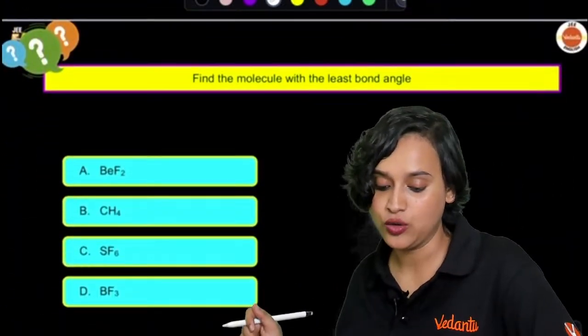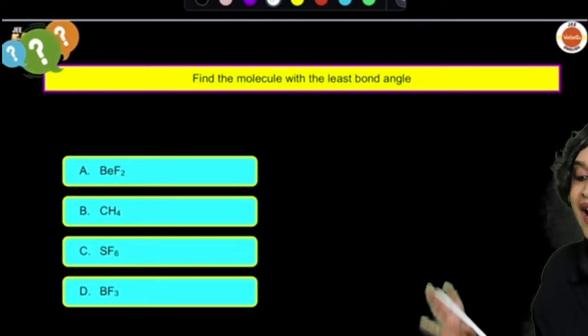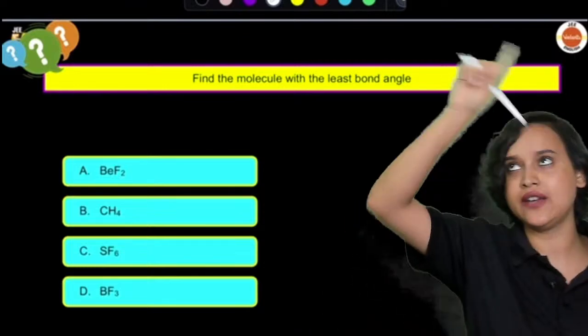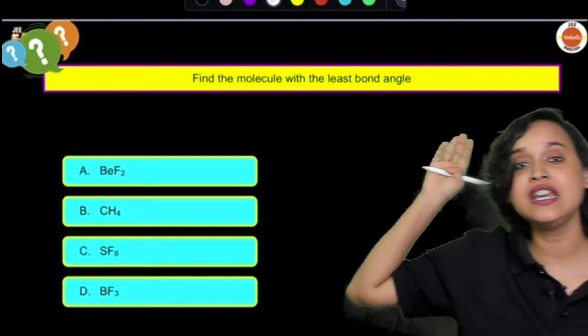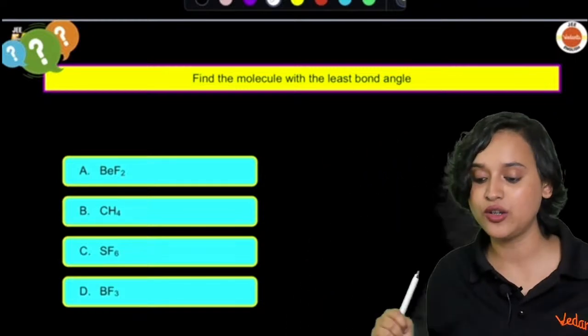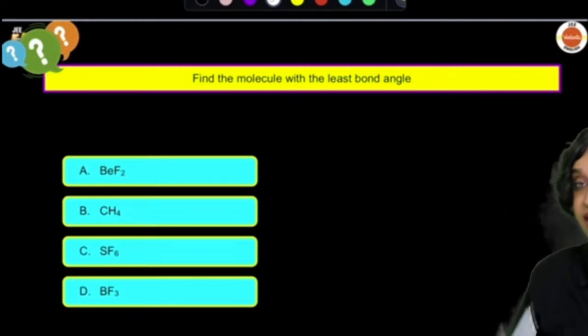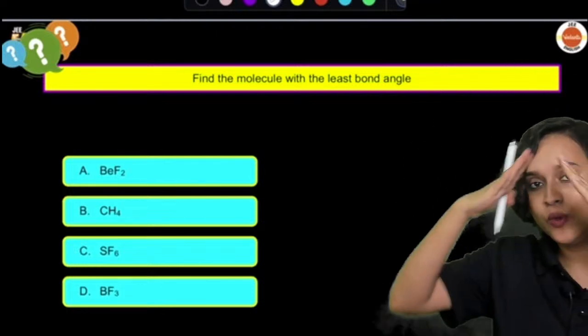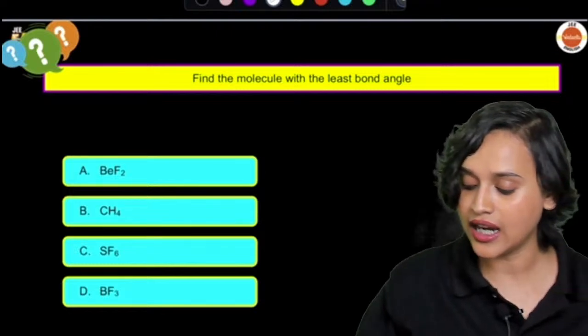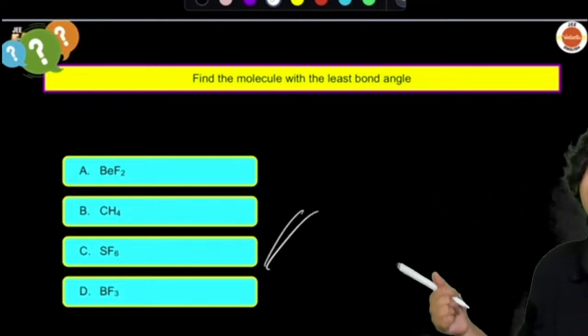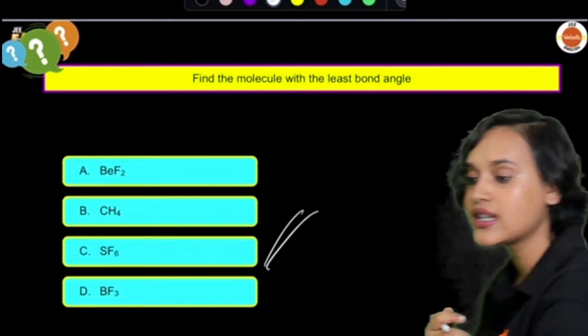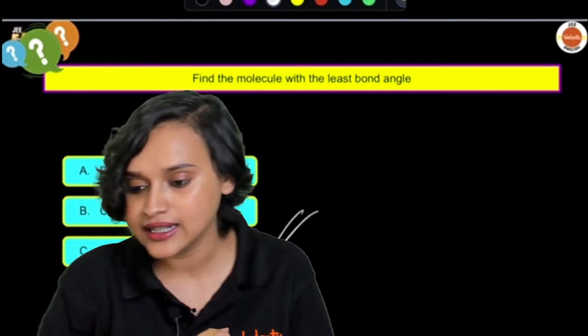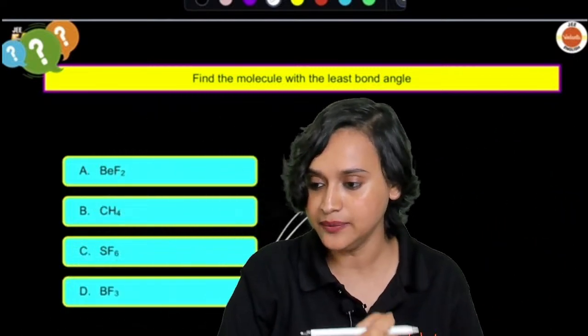Find the molecule with the least bond angle. BeF2 will have 180 degree. CH4 is tetrahedral, 109 degree. SF6 is octahedral, and octahedral will have 90 degree. BF3 will have 120 degree. That means our SF6 is the correct answer. Right, guys? Right.